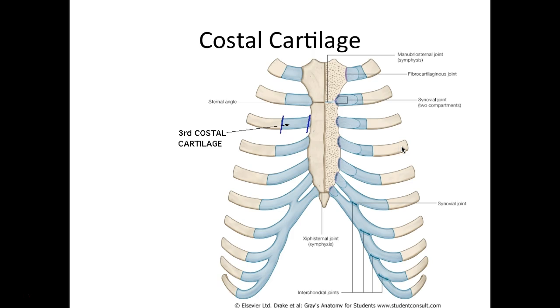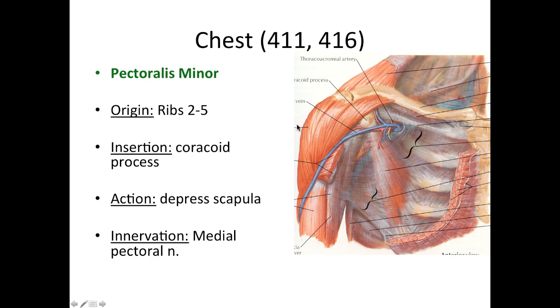I just wanted to show you, remember that the costal cartilages are those hyaline cartilage pieces that are attaching the ribs to the sternum. So the pectoralis major is laying right over these costal cartilages, 1 through 6.